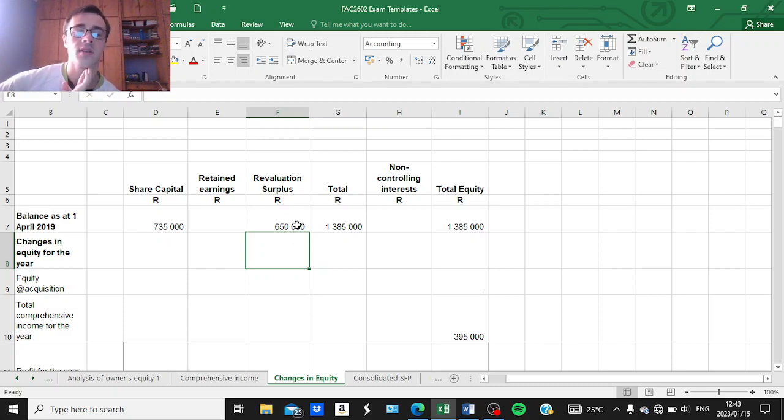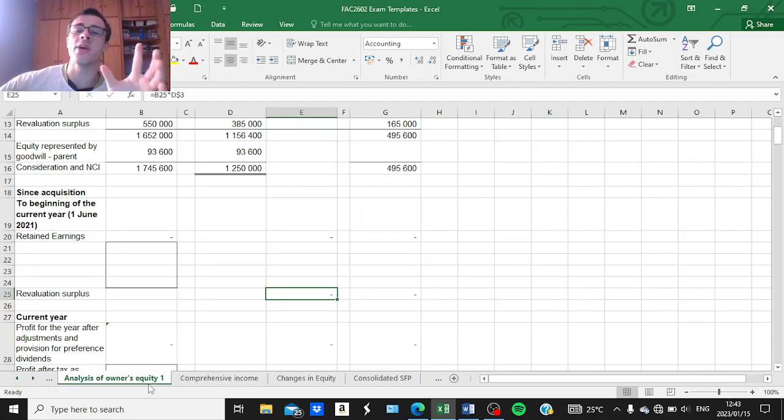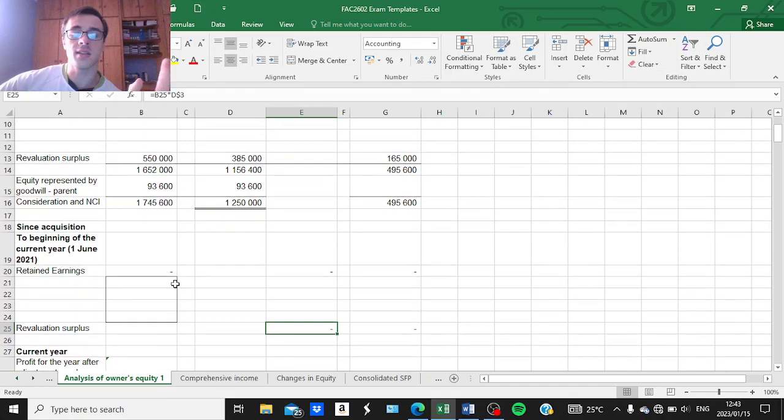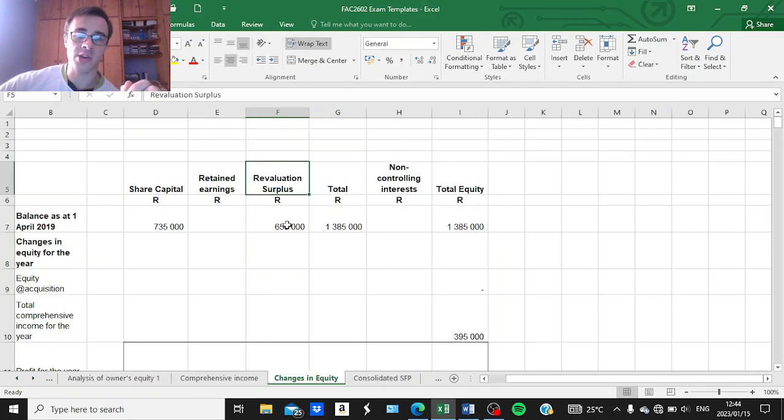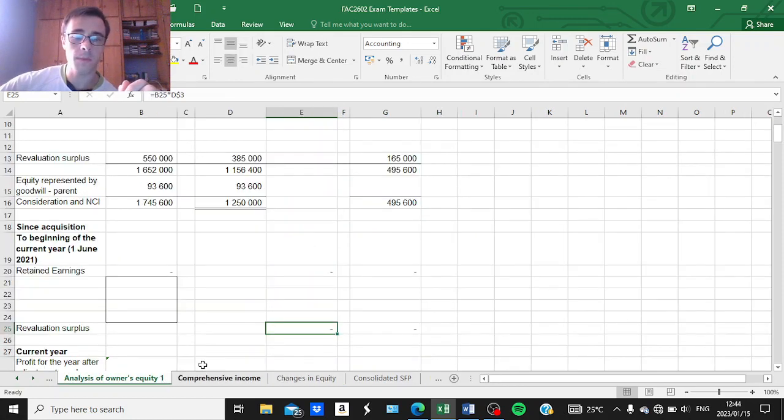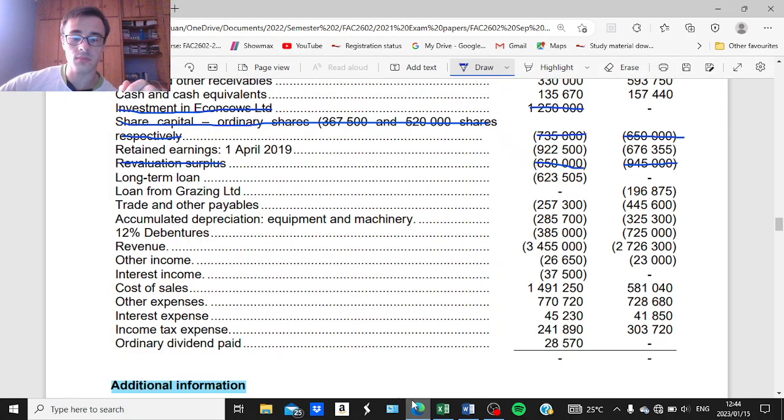I have covered such an example in a few lessons that I have posted on Google Classroom. So please go have a look at those lessons, where there was a revaluation for the subsidiary between acquisition and the beginning of this year. The amount that goes to the parent must be included in the opening balance for revaluation surplus in the consolidated statement of changes in equity. However, in this question, that is not applicable.